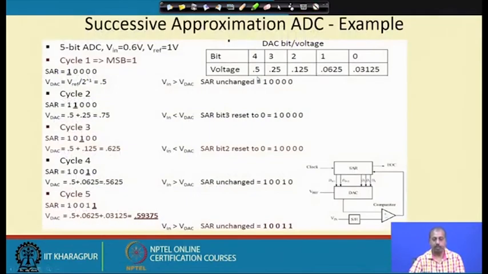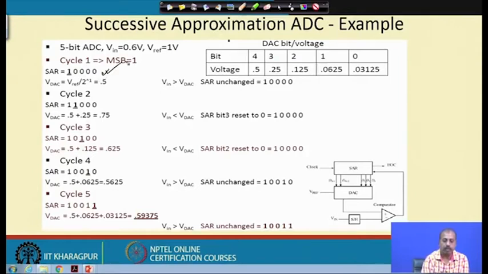We have got an example that will tell how this is going to happen. Suppose we have a 5 bit ADC with V in equal to 0.6 volt, the analog voltage value, and Vref, the reference voltage, is 1 volt. So, in the first cycle the MSB is set to 1. This is the 5 bit pattern that we have. So, the VDAC value is Vref divided by 2, that is 0.5. When we compare 0.5 and 0.6, V in is greater than VDAC. As a result, the successive approximation register content remains unchanged.